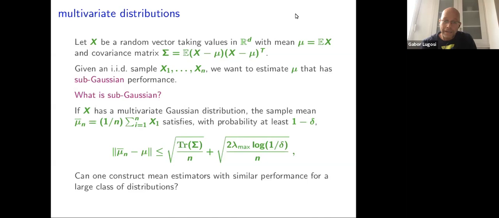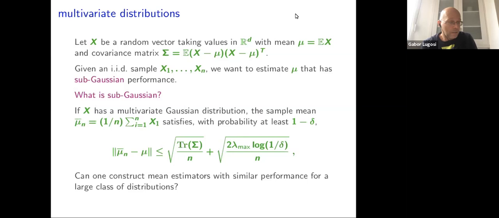Well, this is very easy to see, because mu hat minus mu is a Gaussian. It's a multivariate Gaussian vector. The expected value of the norm squared is exactly the trace of sigma divided by n. So the expectation is bounded by this first term. And the second term is just the random fluctuations, which you can bound by the Gaussian concentration inequality, because the norm is a Lipschitz function of a Gaussian. Lipschitz functions of a Gaussian vector are concentrated, and the Lipschitz constant is just lambda max.